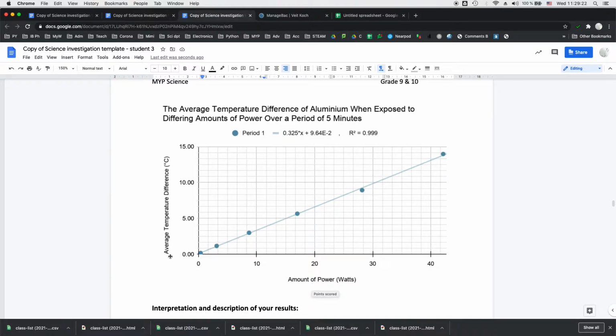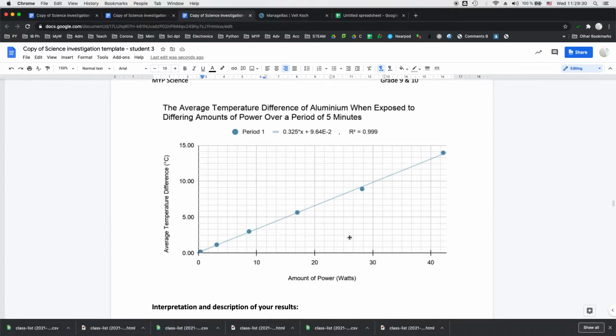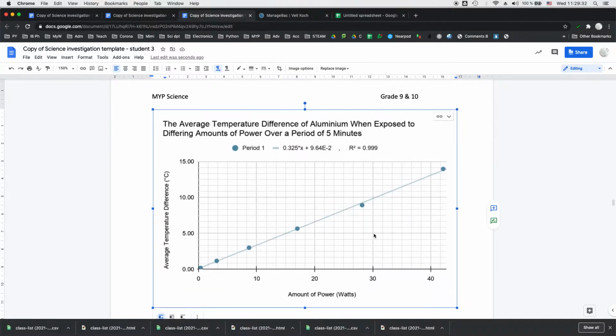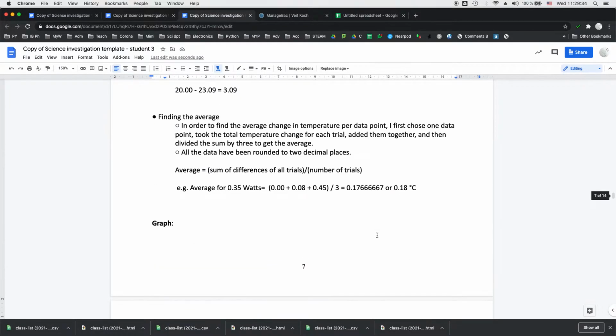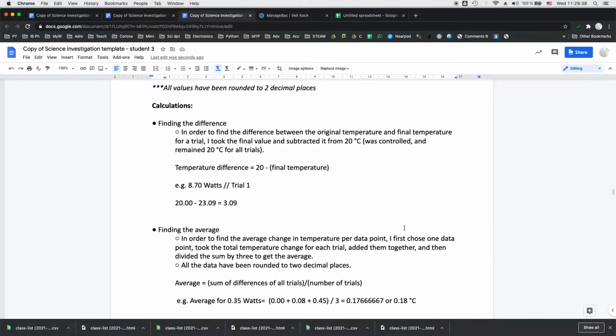So there's the equation, here's the temperature difference, here's the power, and there's a nice line of best fit. This all looks very neat and tidy. And here's the R² value, of which I said you don't need that actually. Here's a calculation on how to find the average. So this all looks very well done.